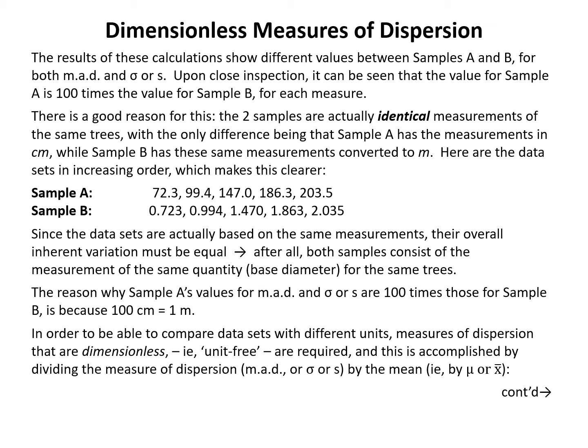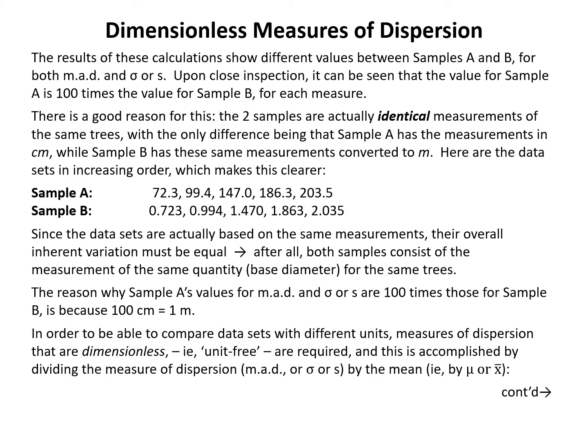If we look at the data sets both in increasing order, so if we line them up so their values correspond, this becomes very clear. For example, the smallest value in the data set for sample A is 72.3 centimeters, which if we divide by 100 gives us 0.723 meters. And similarly, the largest value in sample A, which is 203.5 centimeters, corresponds exactly to 2.035 meters.